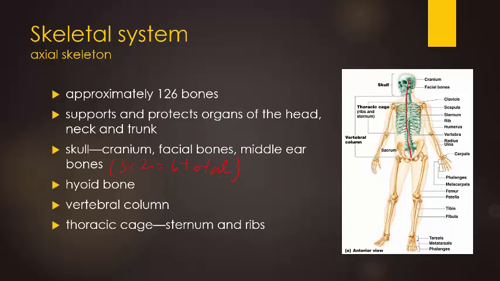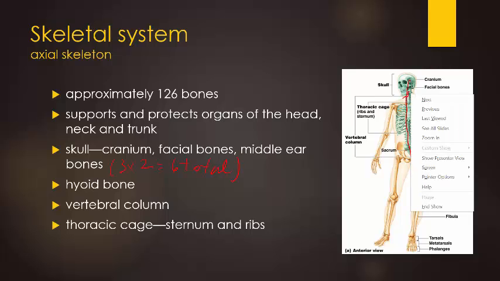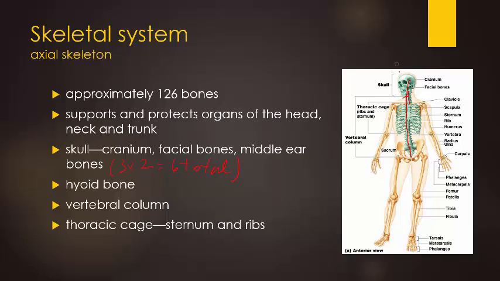The hyoid bone, the bone that's right here underneath the mandible, serves as a point of attachment for the tongue. The vertebral column starts just up here and then goes all the way down through the sacrum. And the thoracic cage is built of the sternum here and all the ribs. All right, so that is the axial skeleton.